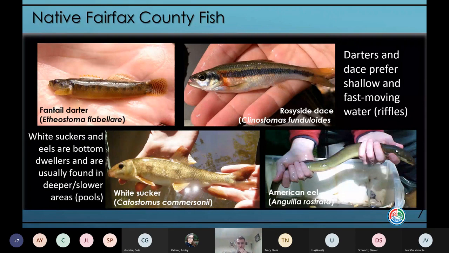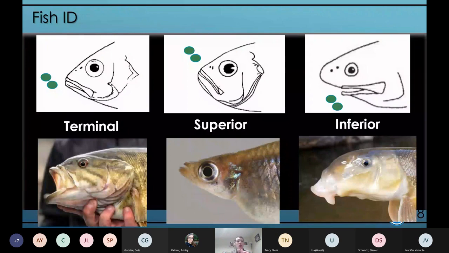So how do we identify these fish? There's a whole bunch of different ways. Fish are very complicated, and a lot of them look almost exactly the same when they're very, very teeny tiny. So this is just one way that we might look at fish to help us determine what species is what. So for example, where their mouth is located on their face.